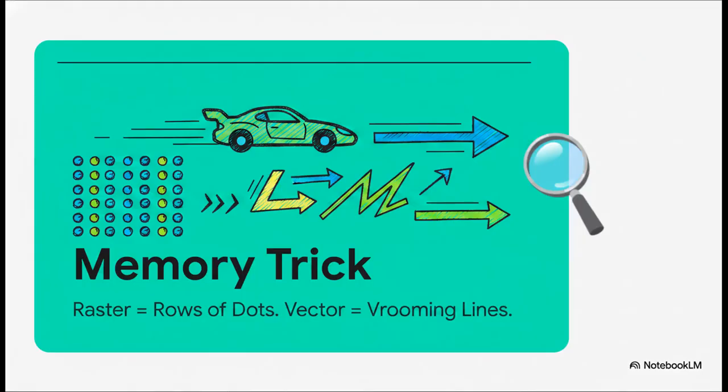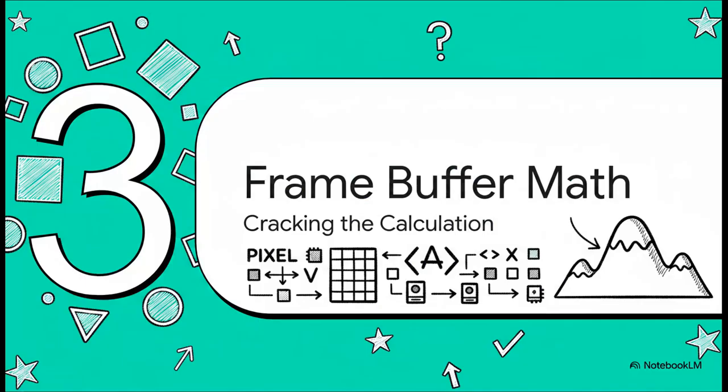Try this memory trick. Raster means rows of dots. Raster, rows. Simple. And random or vector means vrooming straight lines, like a car zooming directly from point A to point B. Raster equals rows of dots, vector equals vrooming lines. It sounds a little silly, but honestly, phonetic anchors like this are absolute lifesavers when you're sweating in an exam hall. Let's hit number 3, frame buffer size math.